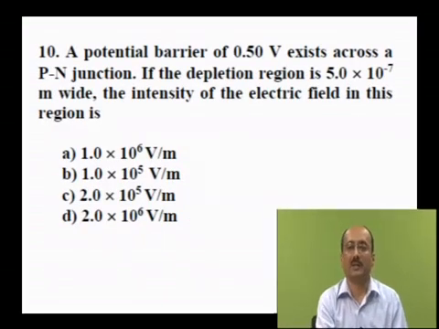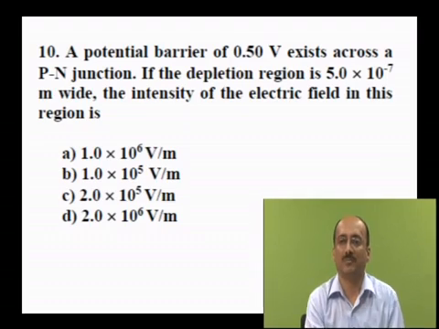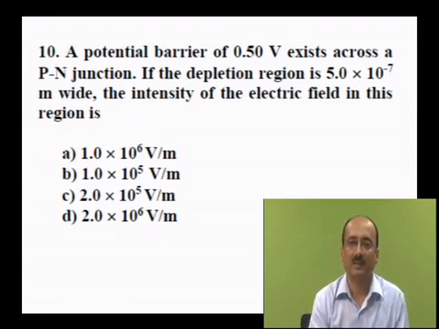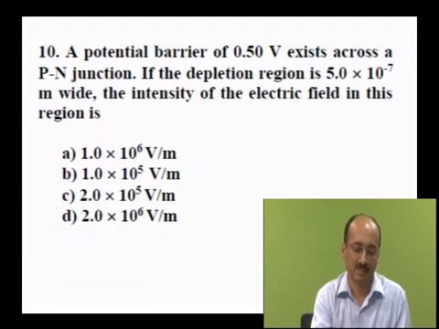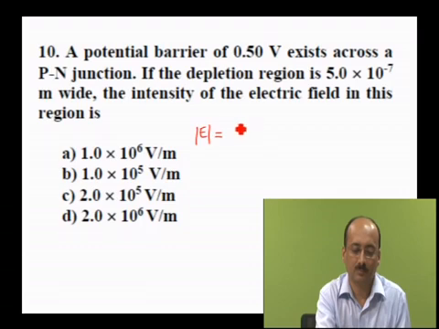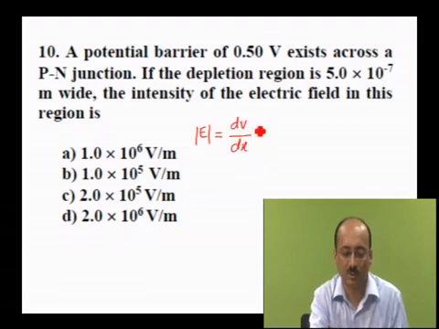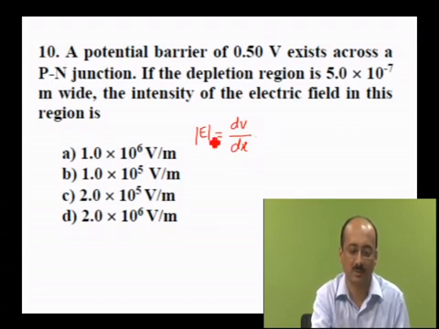A potential barrier of 0.5 volt exists across a PN junction. If the depletion region is 5 into 10 raised to minus 7 meter wide, the intensity of the electric field in this region is, they have given. Now, if you want the electric field, you have the electric field value as dV by dx, the negative potential gradient. But we just want the magnitude, so I have added the minus sign there.